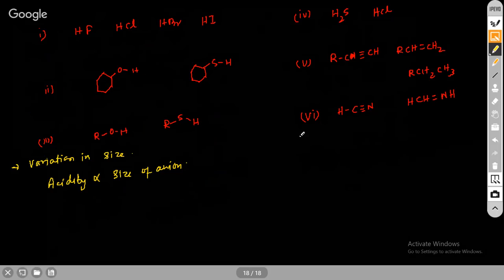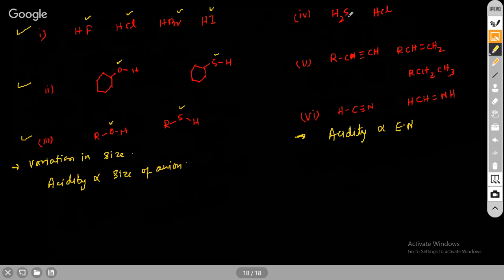Okay, and then in the second type, the size is not that much varying, but electronegativity difference is there. The difference in size is not that much, but the electronegativity difference is there. So in that case, acidity is directly proportional to electronegativity. Now you see these three questions, 1, 2, and 3. In this, there is a variation in size: fluorine, chlorine, bromine, iodine, oxygen, sulfur. Right? There is a variation in size.